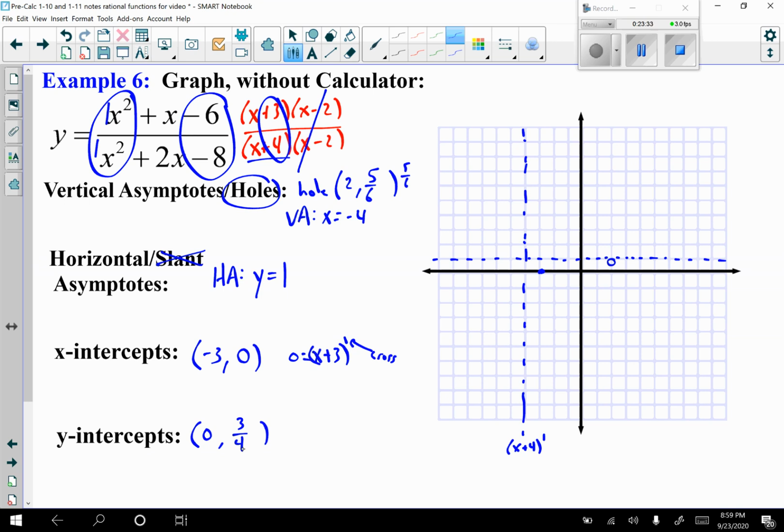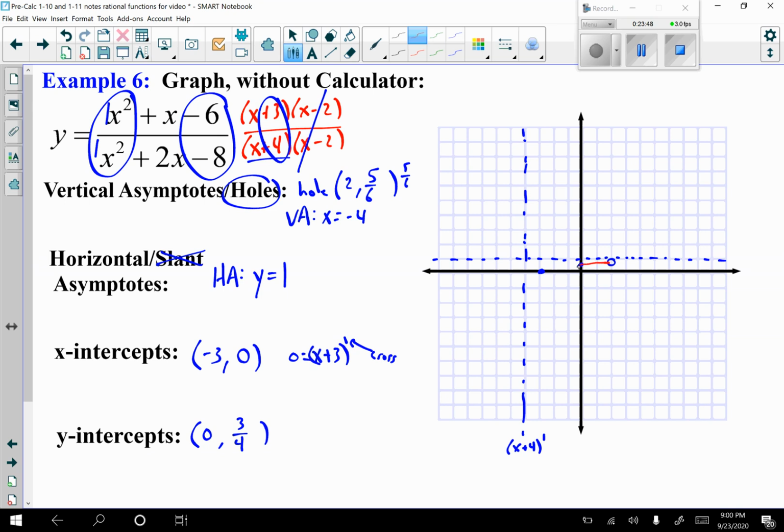So -6 over -8. Estimate where that is, 3/4. That is actually lower than 5/6. It's above the 0. So that helps us tell just where this is leaning. Kind of makes sense that it's there. So let's draw this in.